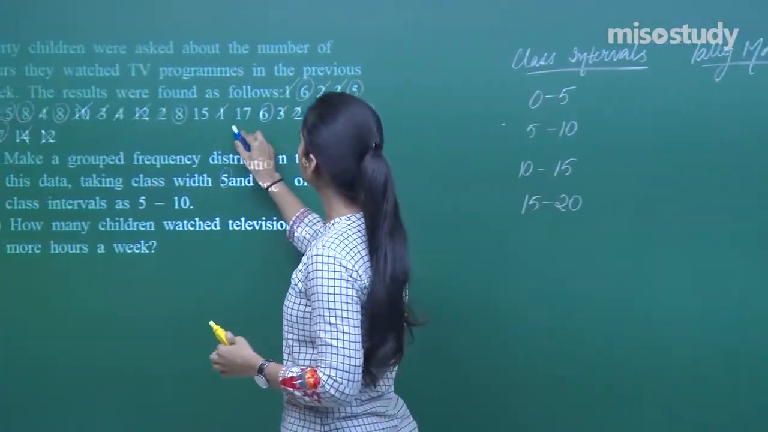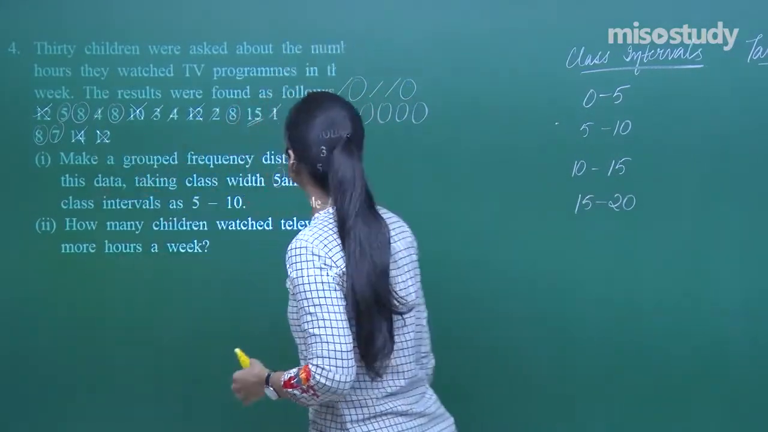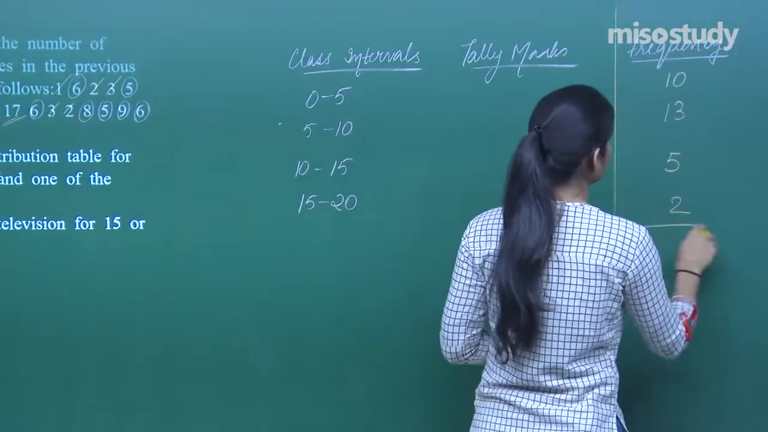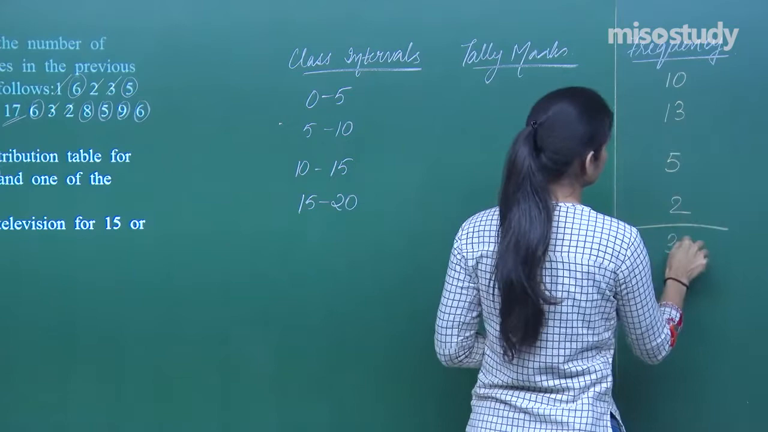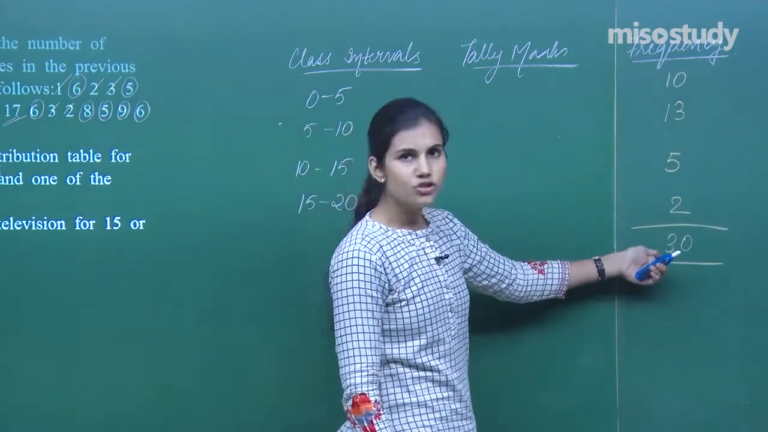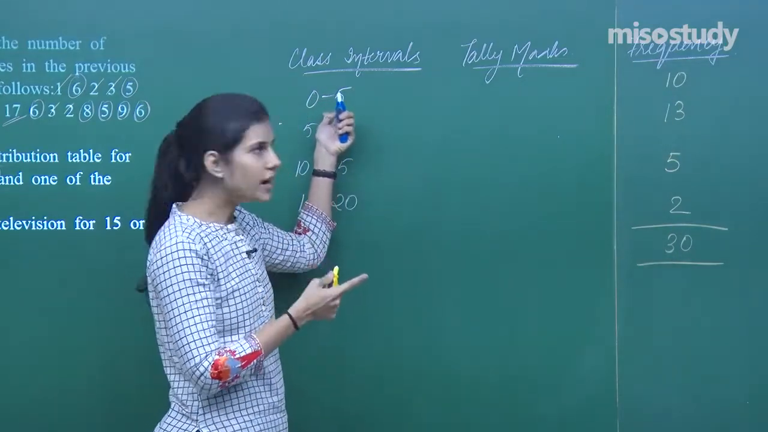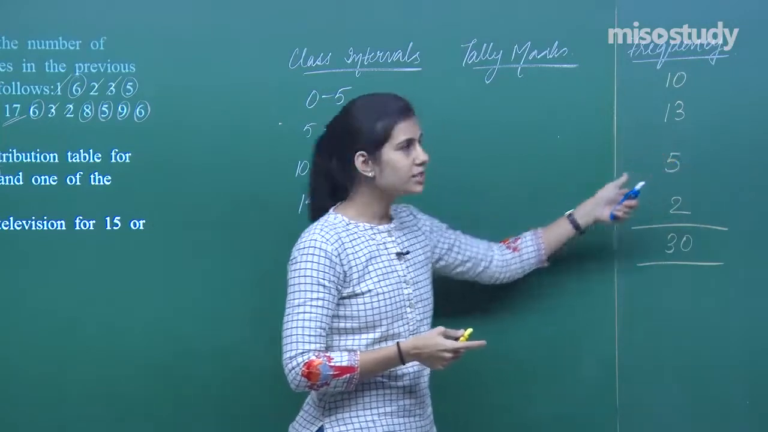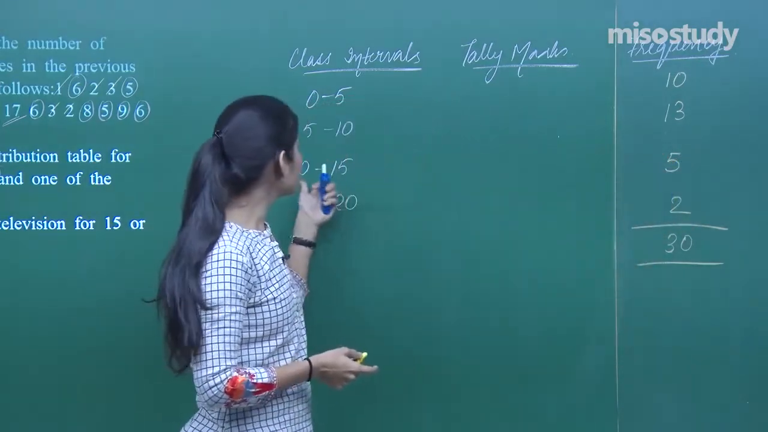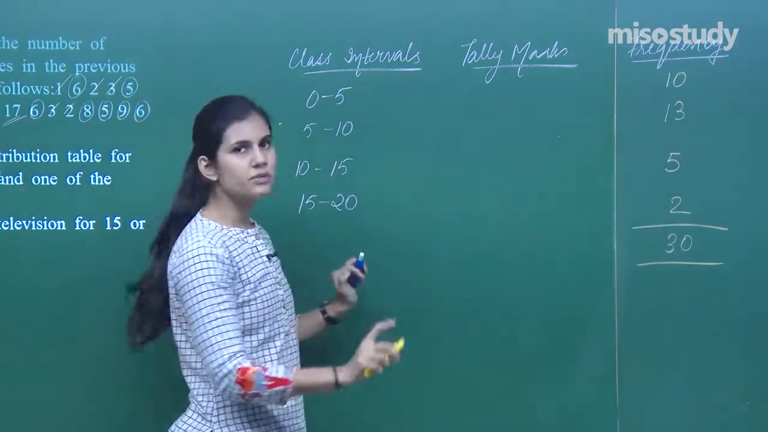15 to 20: 17, 15, and that is it, 2. If you add, you will get 30. So out of 30 children, 10 children are watching television in this range of hours, 13 children are watching television for this range of hours, 5 are watching for this range of hours, and 2 are watching for this range of hours. This is my group frequency distribution.